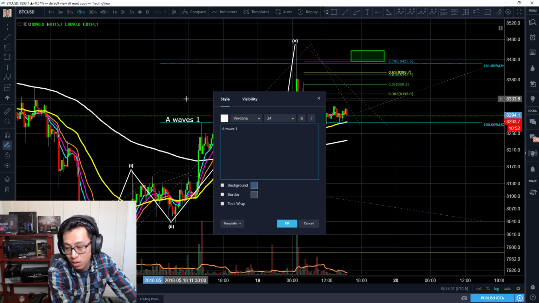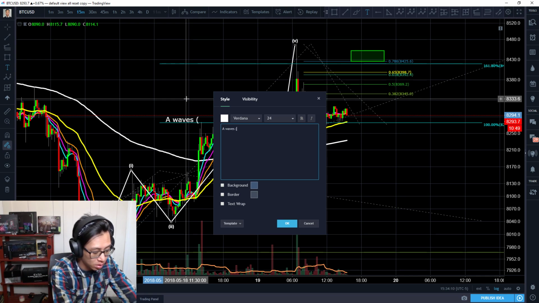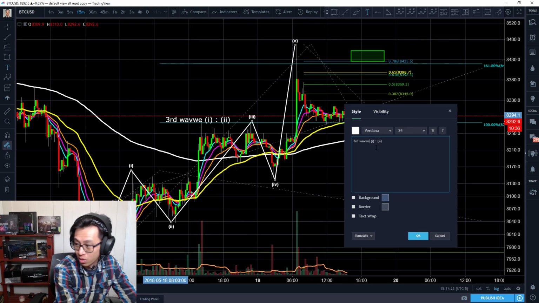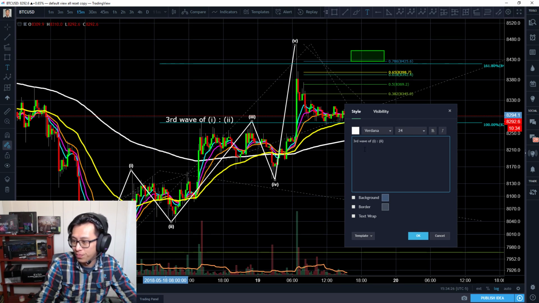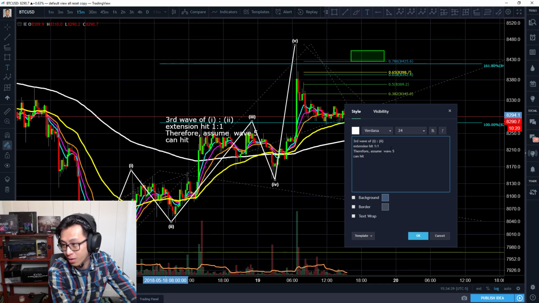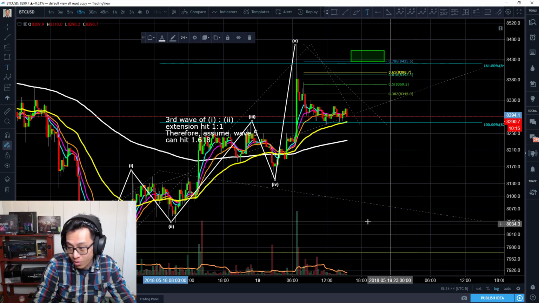It waves 1, 2, third wave of hit 1-to-1. And therefore, assume wave 5 can hit 1.618, right? And of course, it actually hit it with flying ease.